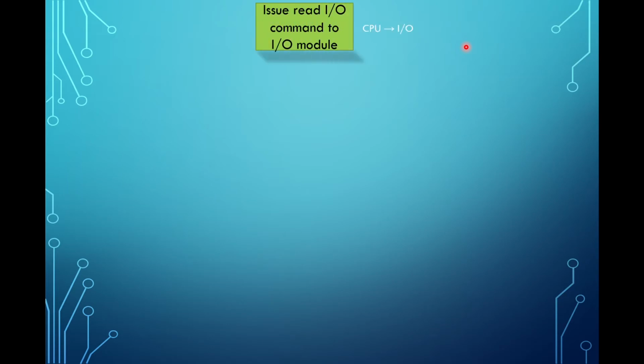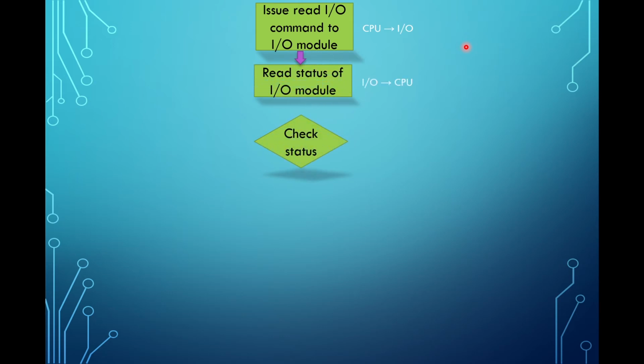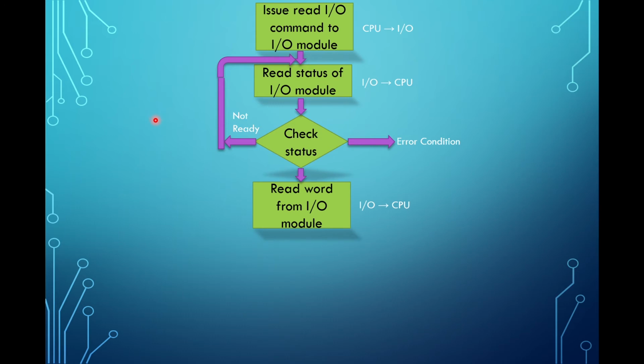The CPU first reads the status of the IO module. It issues a read IO command to the IO module. Then it checks the status of the IO module, whether it is in the ready state or busy state. If not in the ready state, the processor will repeatedly test the status bit. If the CPU detects an error message, it will halt or stop the operation. The IO module does not inform the CPU directly, so the CPU must check its status periodically.